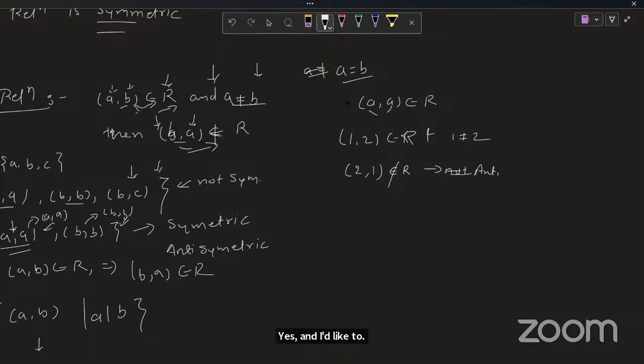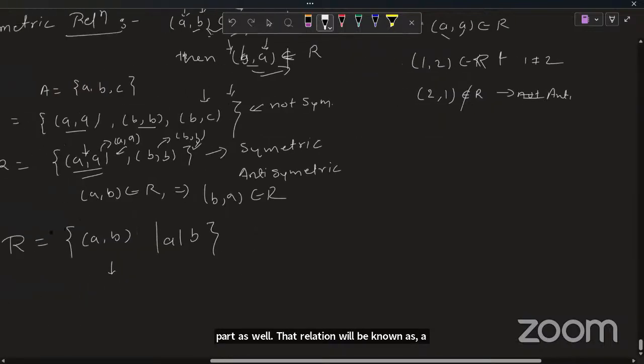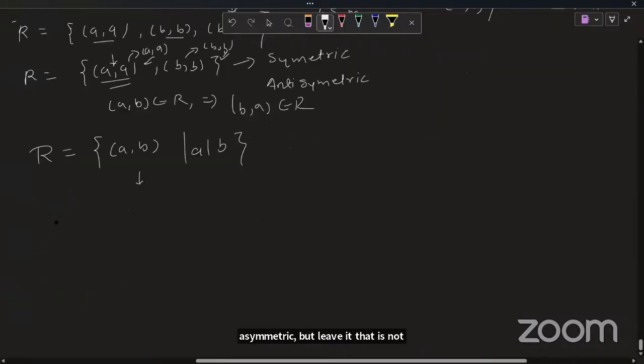Now, if we restrict this equality case, then that relation will be known as an asymmetric relation. But that is not in your course, so I am not explaining that one. In some relations, we restrict this equality part as well. That relation will be known as asymmetric relation. But leave it, that is not in your course.